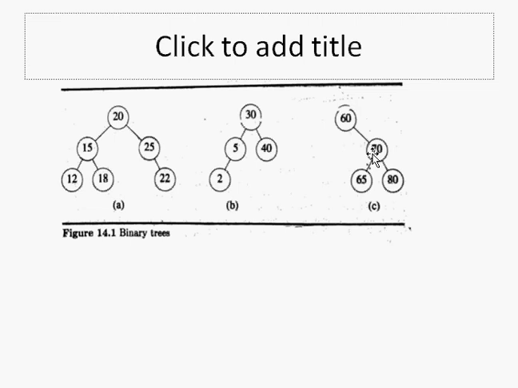65 is lower than 70 and 80 is greater than 70. So this is also a binary search tree. So the conclusion: A is not a binary search tree, B and C are binary search trees.